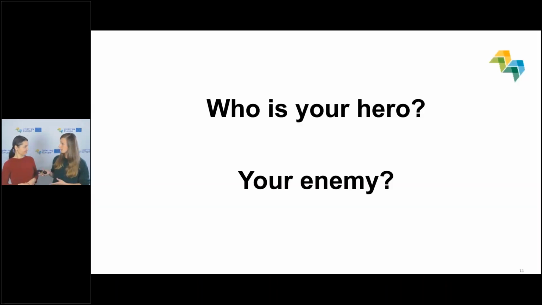Exactly. If we move further, what is the next step? So when you establish what is really the key element of your story, you need to decide who will be your heroes, who will be the protagonist, who will be the people telling the story, which will show how these things in your projects happen.